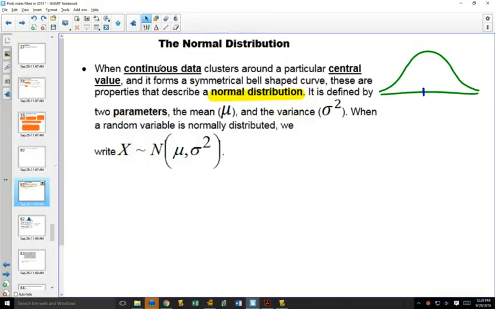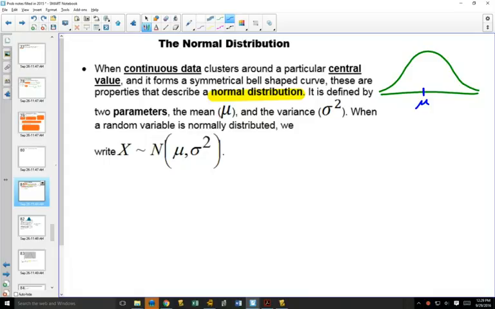So our normal distribution is defined by two things. One is the mean, and the mean will always appear right in the middle of your normal distribution. And the other is the variance, which is just the standard deviation squared. The variance is telling you how wide or how narrow all of your data is.